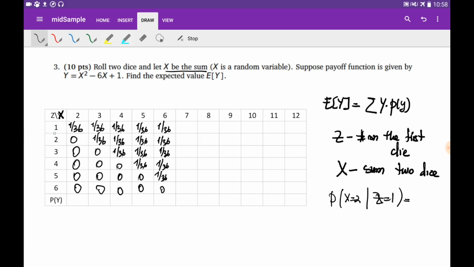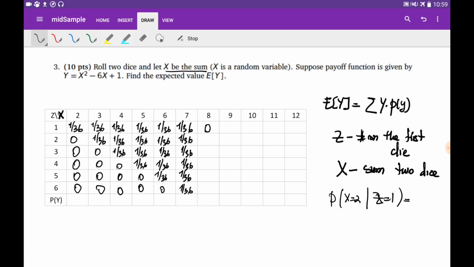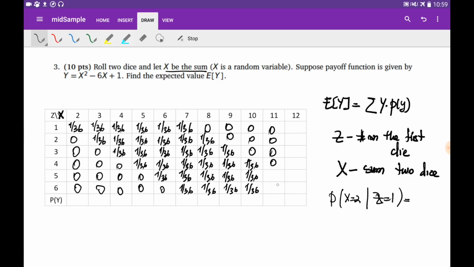we're going to get this table. If the first one is 1, the probability that the sum is 7 is 1 over 36. Now, if the first one is 1, the probability that the sum is 8 is 0, because the second die cannot be 7. Then we've got 2 zeros here, three zeros. So the distribution table is going to be like this.